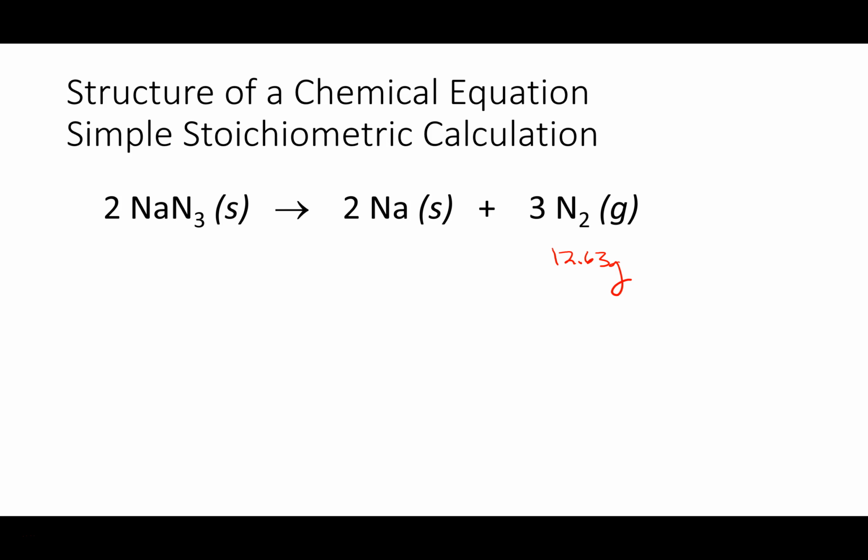Stoichiometric calculations are simply, you know the mass of something and you're supposed to find the mass of something else. I'm going to put my question mark under my NaN3. In other words, if this was on the test, it would give you this reaction, and it would say how much NaN3 is required to produce 12.63 grams of N2. That's what the problem would say.